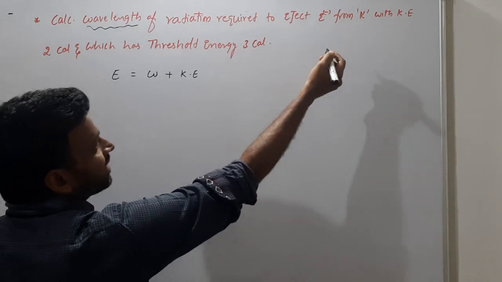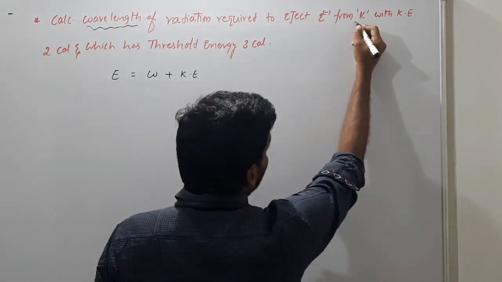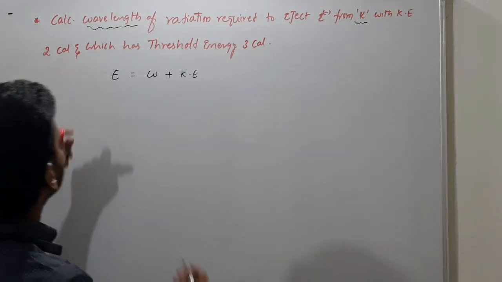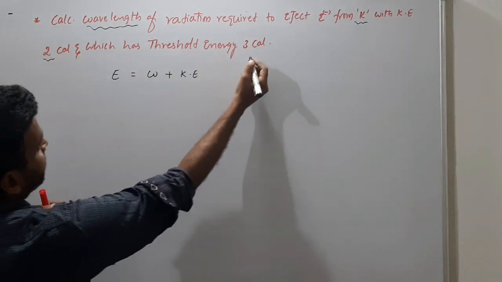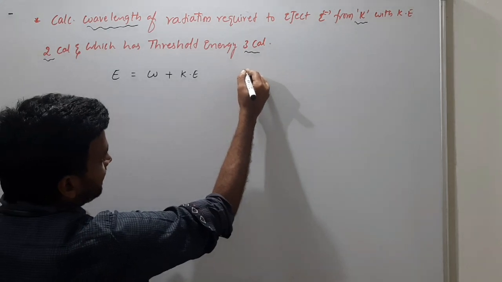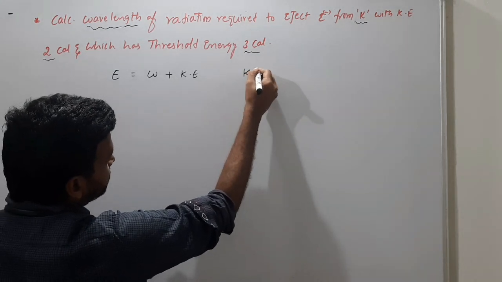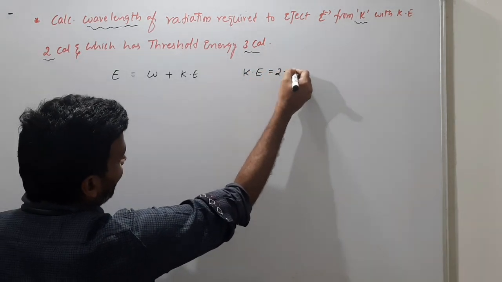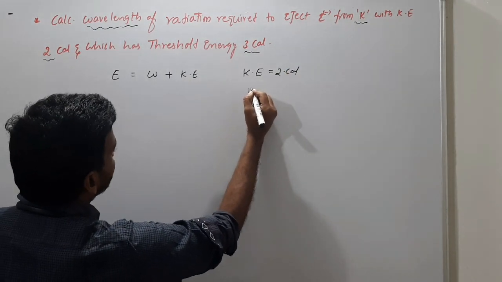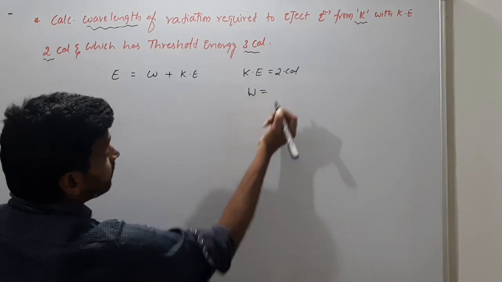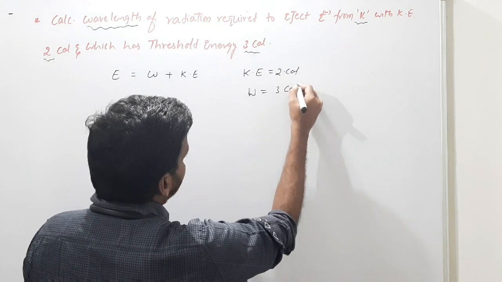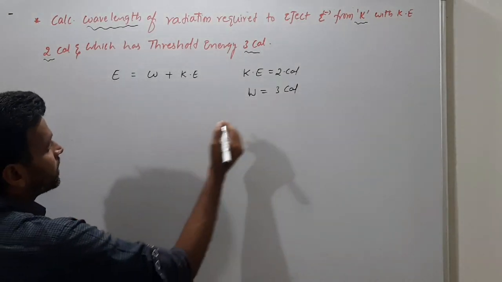to eject an electron from potassium with kinetic energy given as 2 calories and the threshold energy 3 calories. So what was given here very clearly? Kinetic energy was given as 2 calories, right? And threshold energy is also given. Threshold energy means what? W. So how much was given? It's 3 calories, right?